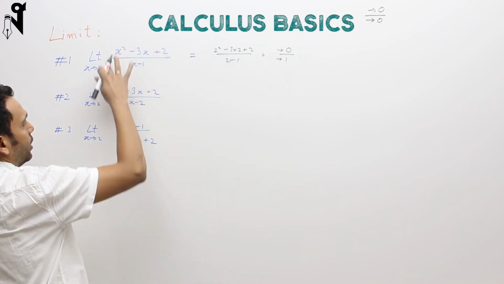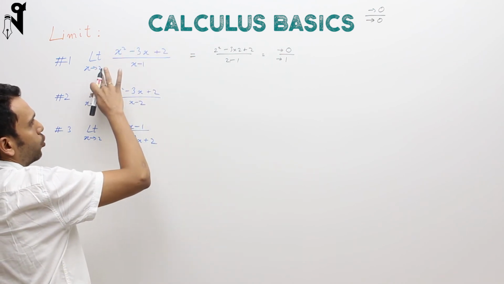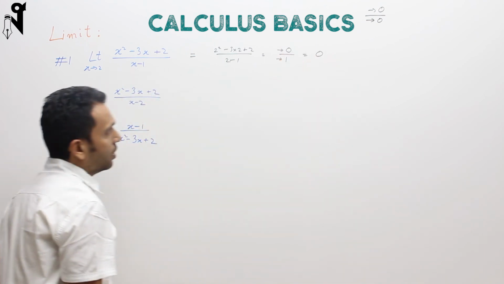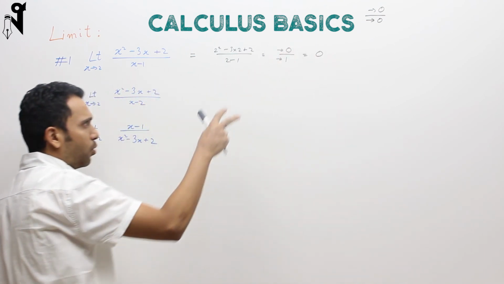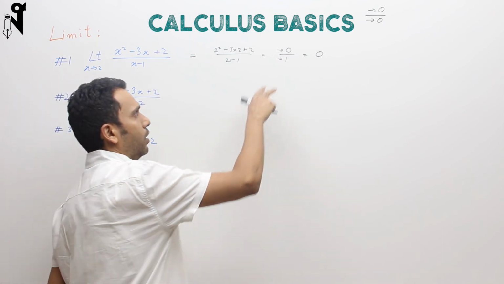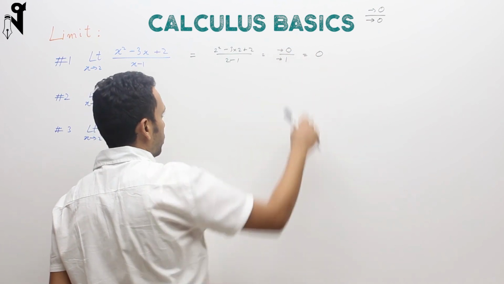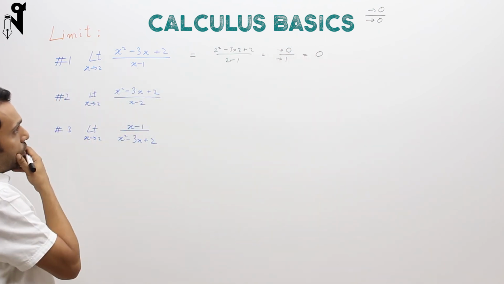When I say limit x tends to 2, the limit value of the expression would be 0. This is not a problematic one, because what it means is a very small value, almost 0, divided by 1, so the answer is almost 0, and the limit value is equal to 0, is what we say. So that's the first one.